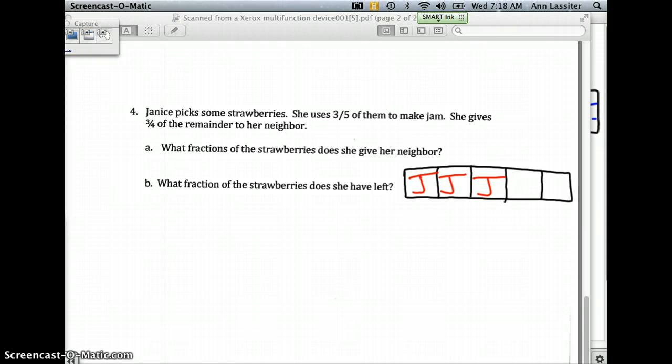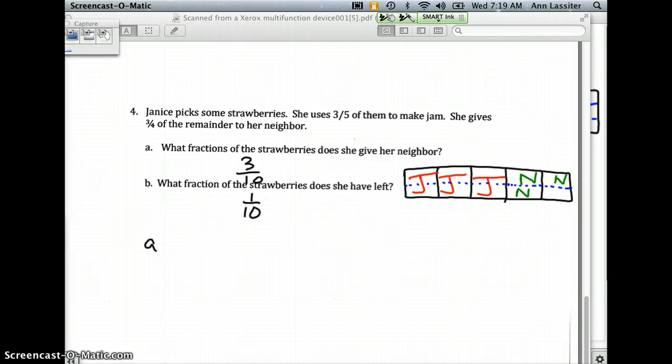Well, there are only 2 sections remaining, so I'm going to split these in half. So the original 3/5 for the jam now looks like 6/10, and she gives 3/4 to her neighbor. So I'm going to put an N for neighbor, so giving 3/4 to her neighbor. Now the question says, what fraction of the strawberries does she give to her neighbor? Well, you can see 3 of the 10 have an N in them. So what fraction of the strawberries does she have left? You can see there is 1/10.